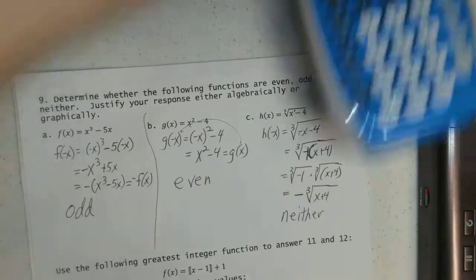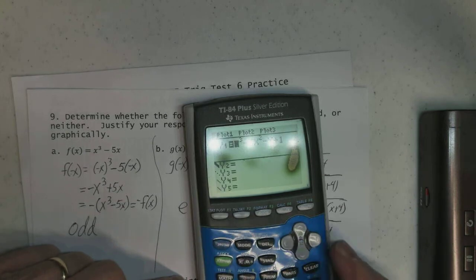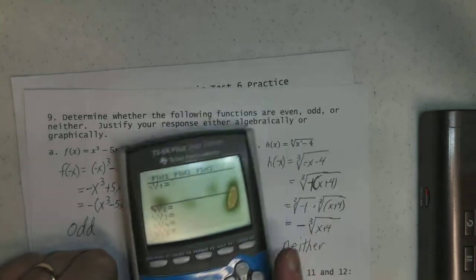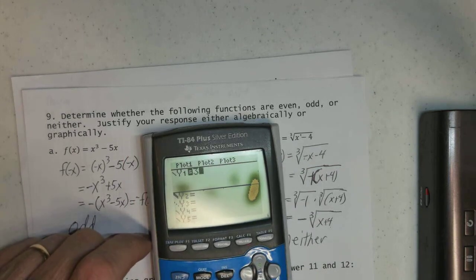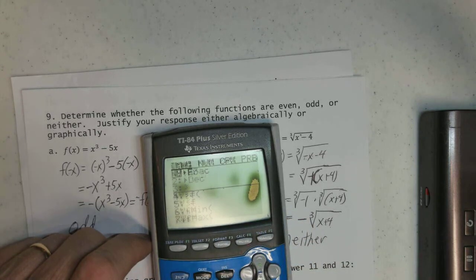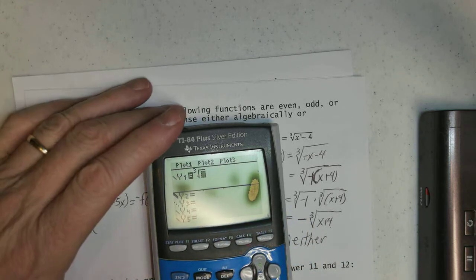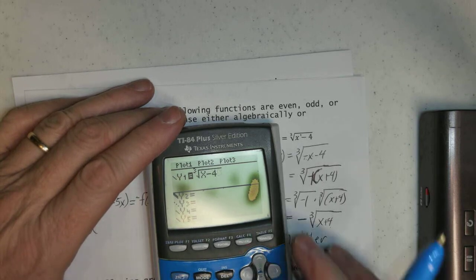And if you want to look at the graph, okay, if I'm looking at the graph, if I didn't know to do this, if I had trouble doing this, let me put a 3 in, and then math, and then number 5 here. X minus 4. Let's look at that graph.